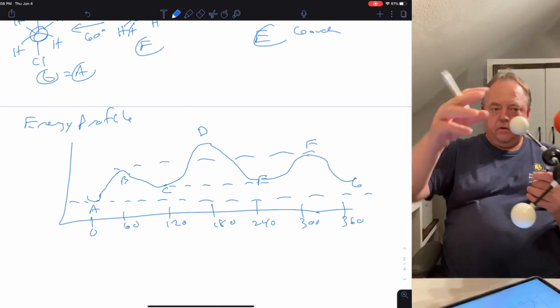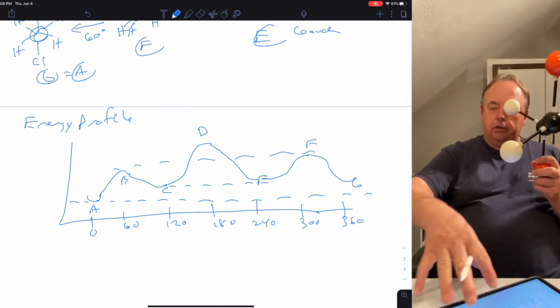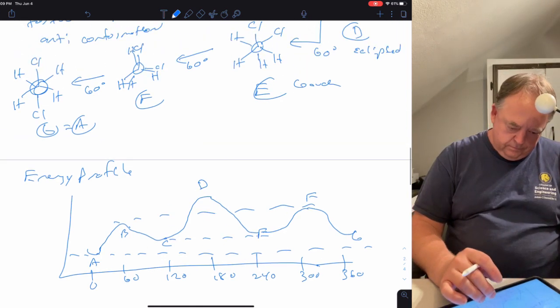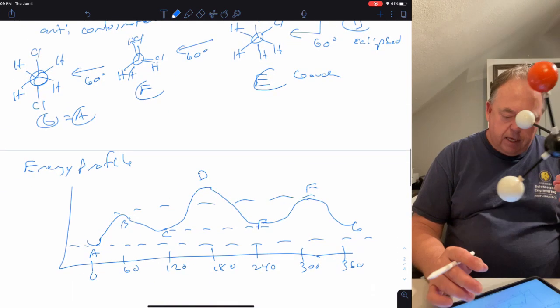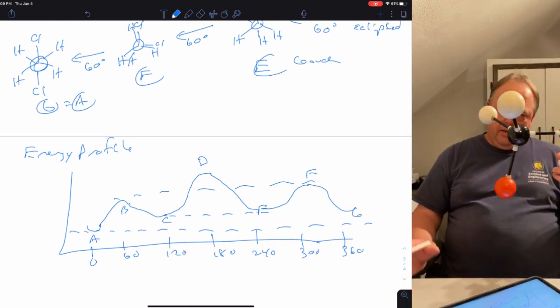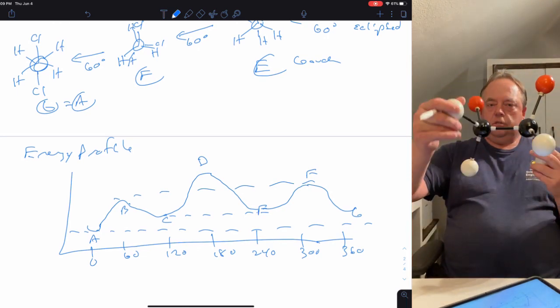Okay, so if this was two methyls, it would be the same energy profile, just the energy gaps will be a little bit different. Okay, so hopefully that made sense. So if you have 1,2-dichloroethane, it can exist in all of these conformations, all right?